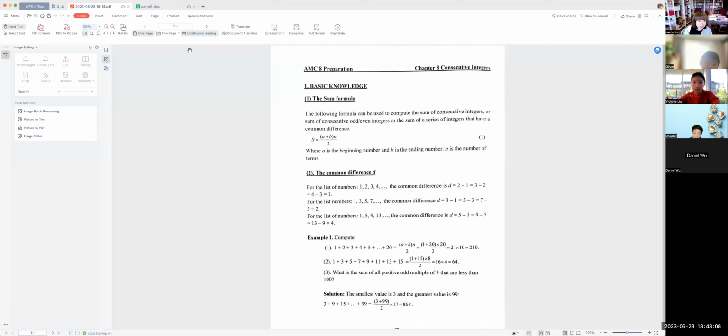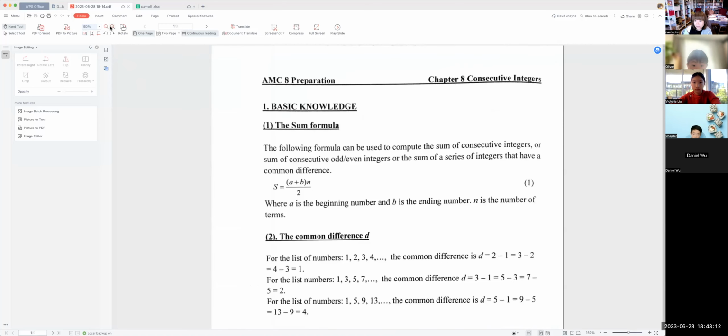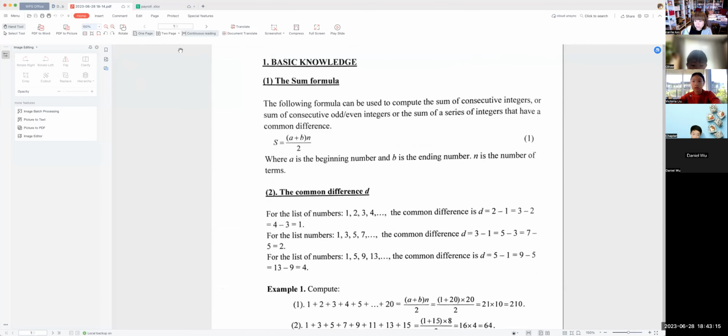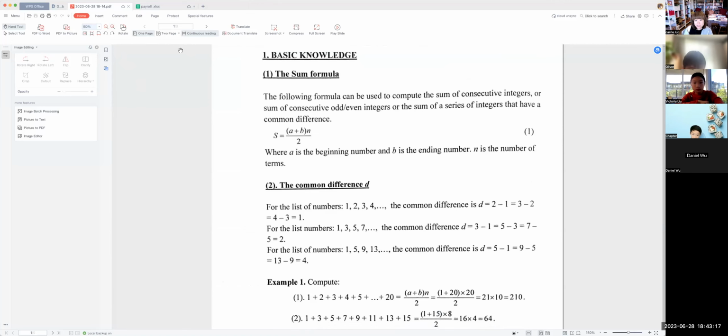Okay, so let's take a look at this one. Can you see it, everybody? Can you see the screen? Victoria, can you see it? Yes. Okay, you can see it.